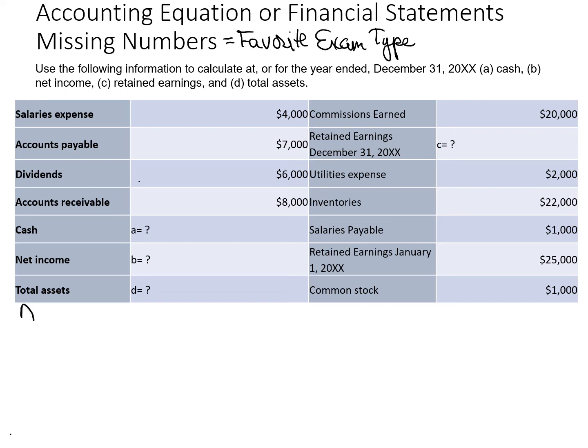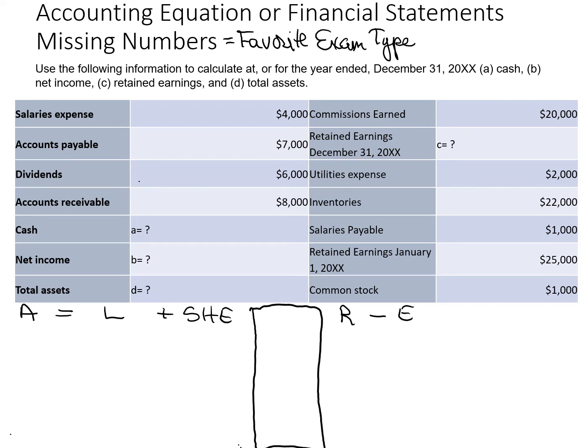So I would suggest we start with assets equal liabilities plus shareholders' equity plus revenue minus expense. And between these two, I'm going to throw a little box for retained earnings. So let's just go through and see if we can identify these. Sales expense is an expense. Accounts payable is a liability.